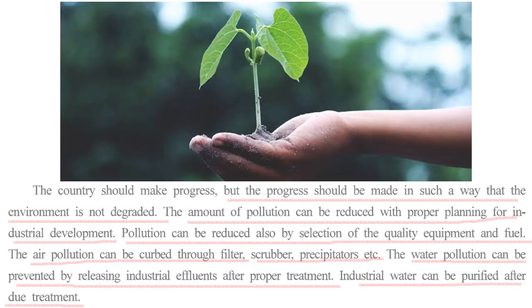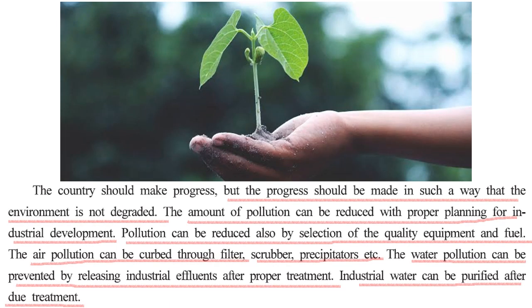Next, we will talk about the remedies to curb environmental degradation. That means how to stop this environmental degradation, or how to stop the pollution of the environment. The country should make progress. Of course, industrial development is one kind of progress, but we should make progress so that we don't destroy our future generations or our environment, because human beings depend on our environment and our nature, and if we destroy our nature for our own successes, we will not be there in the future.